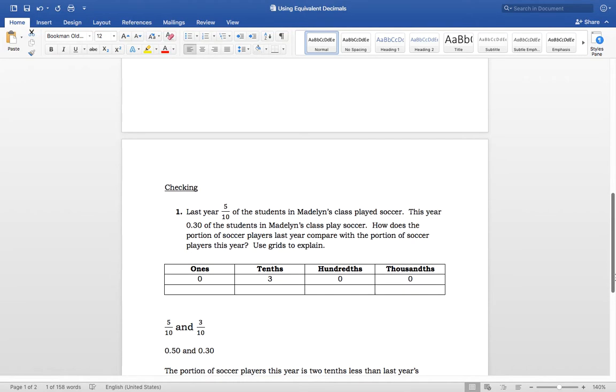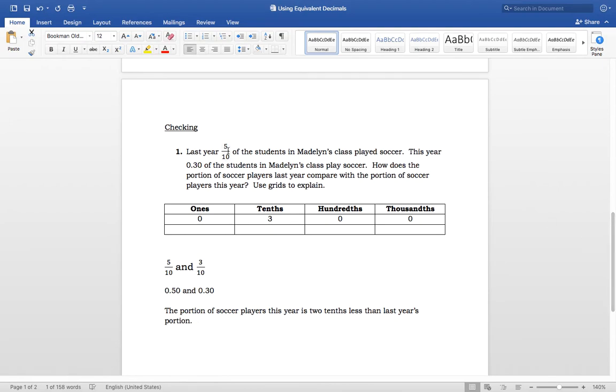So checking points out that last year, 5/10ths of the students in Madeline's class played soccer. This year, 0.30 of the students in her class play soccer. How does the portion of soccer players last year compare to the portion of soccer players playing this year? Use grids to explain. Well, before we go to the grids, let's take a look at what we're trying to compare here. We're comparing a fraction with a denominator of 10 with a decimal that goes to the hundredths place. So this is 30 hundredths and 5/10ths.